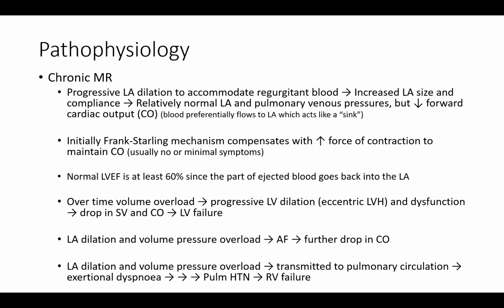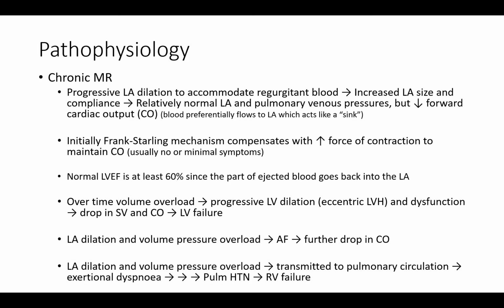So initially, the Frank-Starling mechanism will compensate. The large volume that comes into the LV stretches the myocardium more and leads to increased force of contraction, like we saw during the session on the heart as a pump. So it maintains cardiac output, and in this stage, many patients would have minimal or no symptoms. They're going about with their MR and they don't even know.